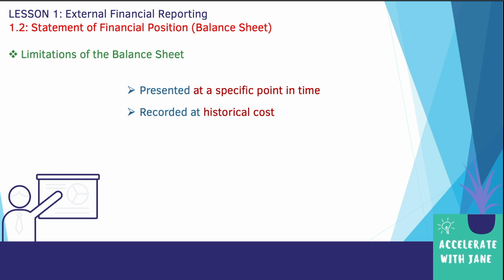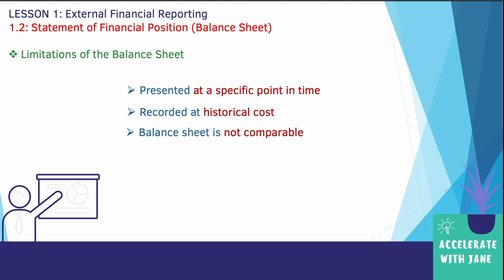Second, the balance sheet is recorded at historical cost. So this is a primary limitation as well, since items recorded in the balance sheet are based on historical cost, meaning it disregards the impact of inflation. Third is that the balance sheet is not comparable.